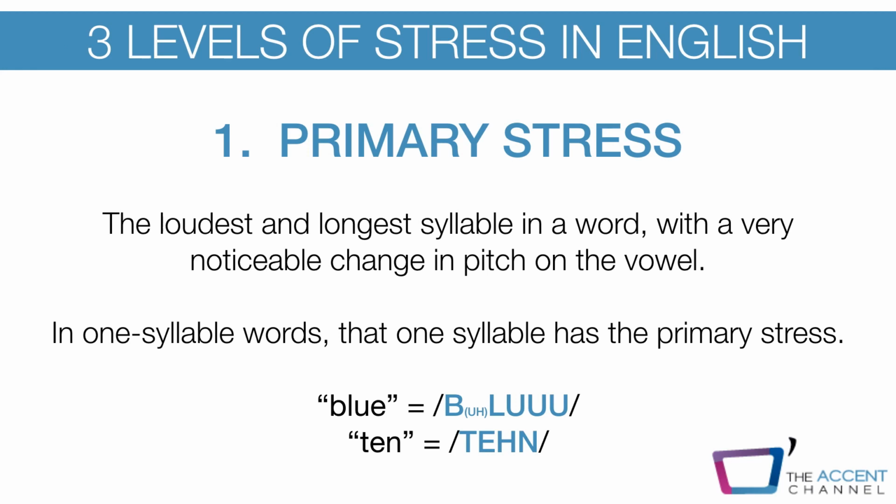English. We'll start with primary stress. Primary stress is the loudest and longest syllable in a word with a very noticeable change in pitch on the vowel. In one-syllable words, that one syllable has the primary stress. Blue or ten. It's the only syllable in the word, so of course it receives the primary stress. That makes sense. The vowel is louder and longer, and there's an obvious change in pitch.